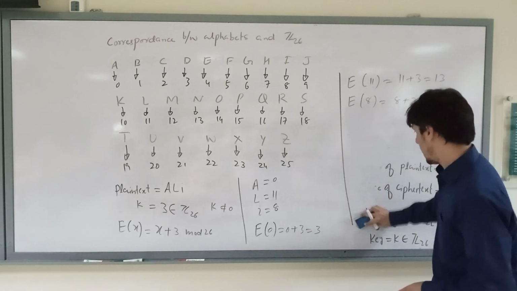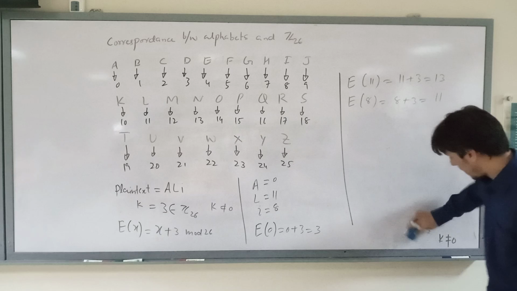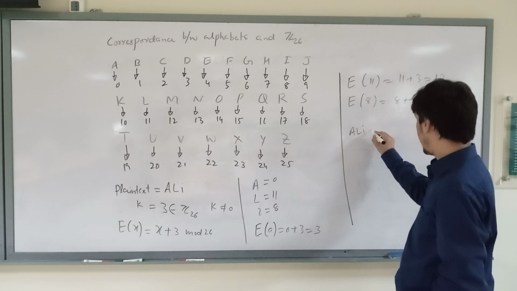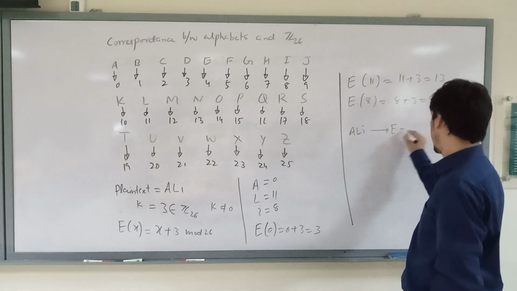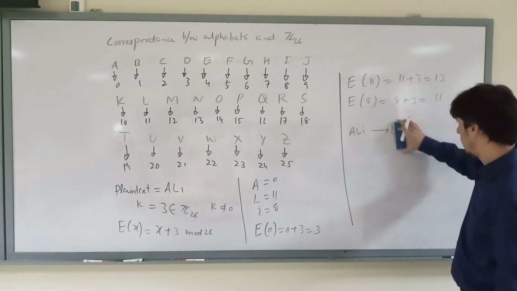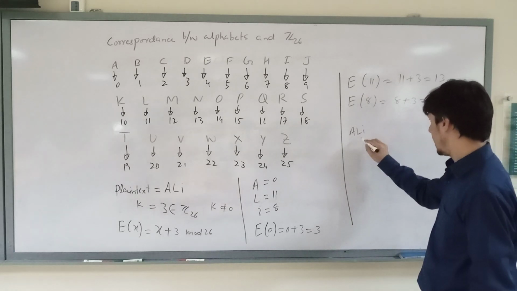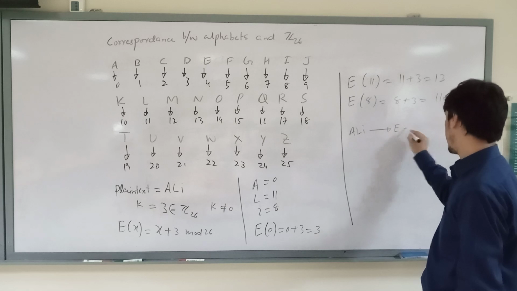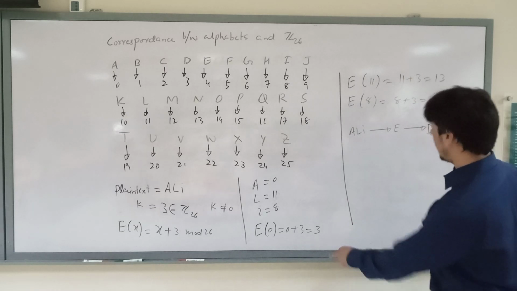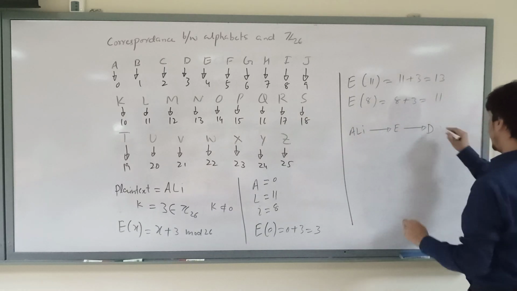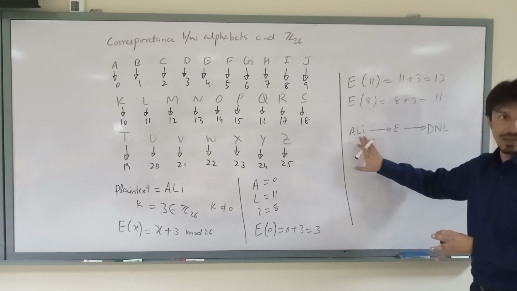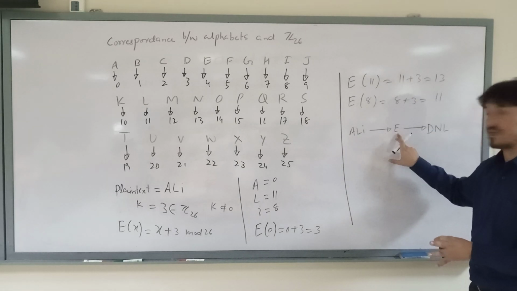So if you can see this one, if I can draw this with the one transformation, your plain text is Ali. When you pass it through E, the encryption function, what will you get? 3 corresponds to D, 13 corresponds to N, and 11 corresponds to L. So your readable message is converted to an unreadable message with the help of this encryption function.